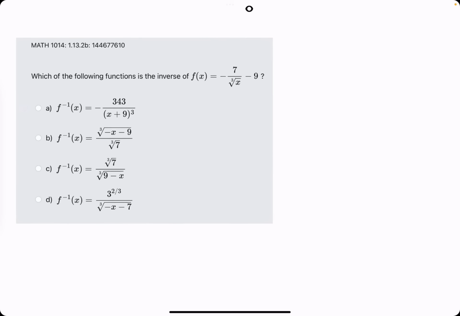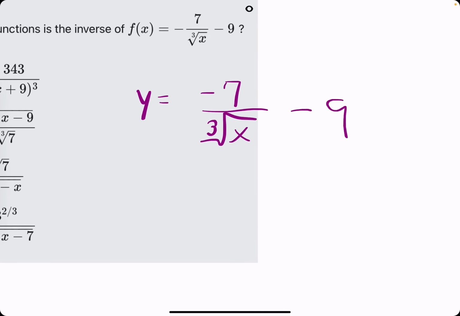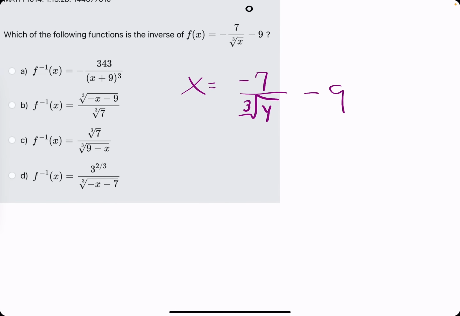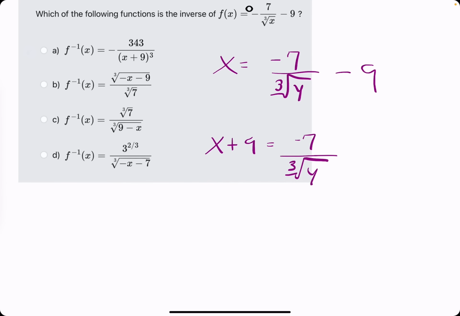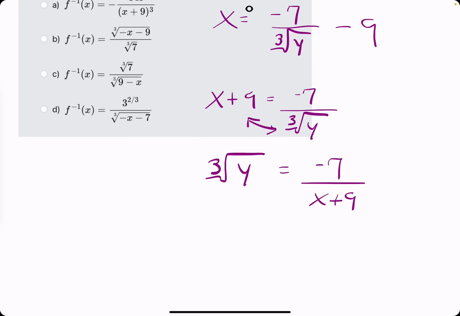Let's do one more example. All right, this might be similar to one we've seen. Let's see. So y equals negative 7 over cube root of x minus 9. All right, swap x and y. Now let's solve for y. We're going to add 9. And our variable that we're solving for, the y, is in the denominator. So let's multiply it up to the left side while dividing by x plus 9.